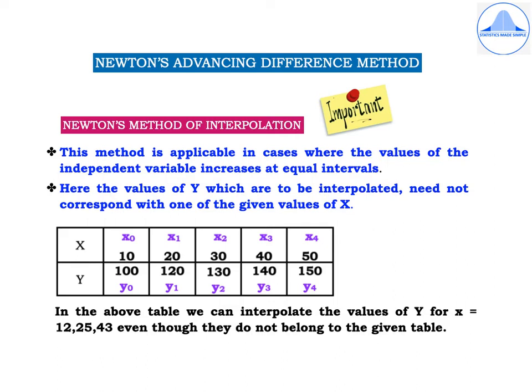If we observe this table, the x values are all equally spaced. Now in this table, we can interpolate the values of y for x equal to 12, 25, 43, even though they do not belong to the given table.